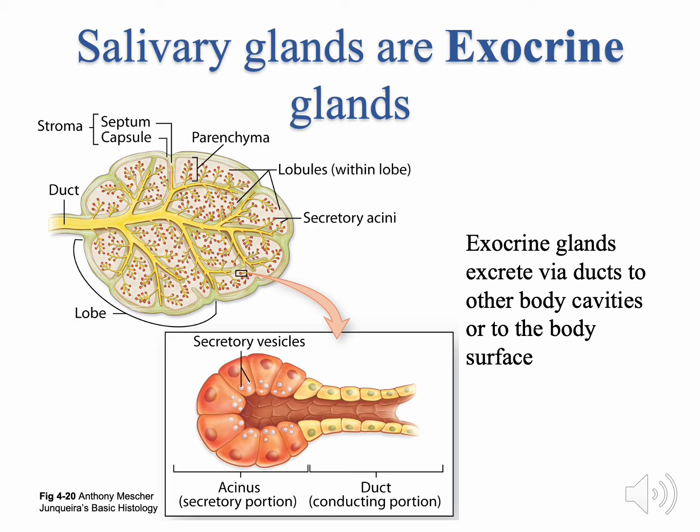And recall again from last term that we learned about two different types of glands that we have in our body. That's the endocrine and exocrine glands. Salivary glands are indeed an example of exocrine glands. So recall that these particular glands release their contents via ducts to either other body cavities or to our body surface.